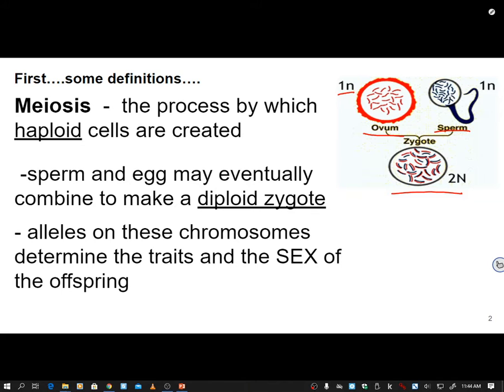So the sperm and egg eventually combine, and when they're 23 and 23, you have that single egg then with 46 chromosomes. And then you go through a bunch of mitosis, so all your cells should have 46 chromosomes. Alleles on these chromosomes determine the traits and the sex of the offspring. So each of these chromosomes have alleles. You could have the allele for red hair or the allele for brown hair. But there's a bunch of alleles. Think of all the different traits about us as humans. As simple as, are your earlobes attached or not? Can you roll your tongue? Do you have freckles? All of this is on your chromosomes.